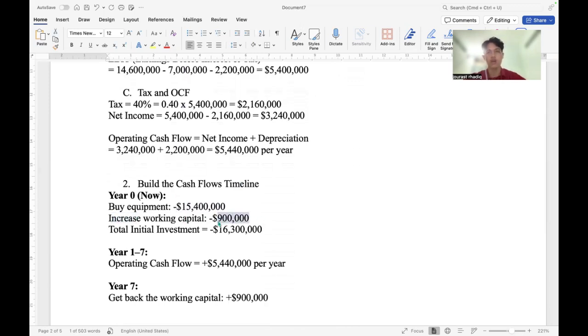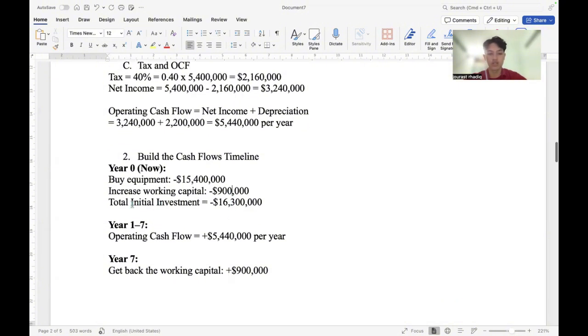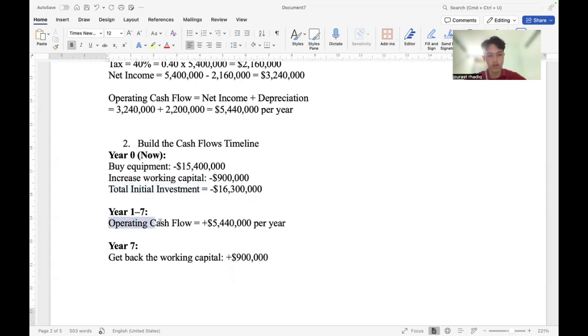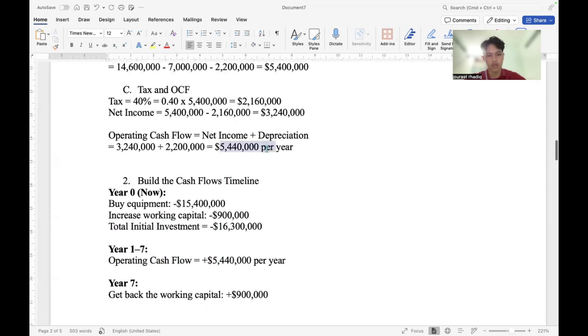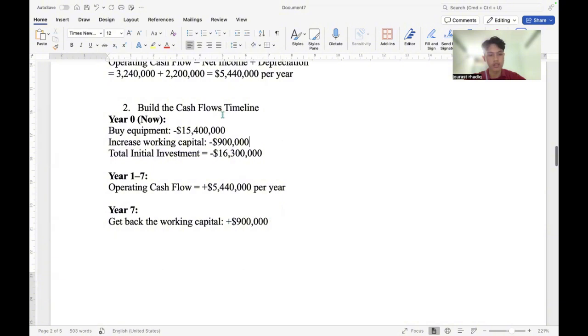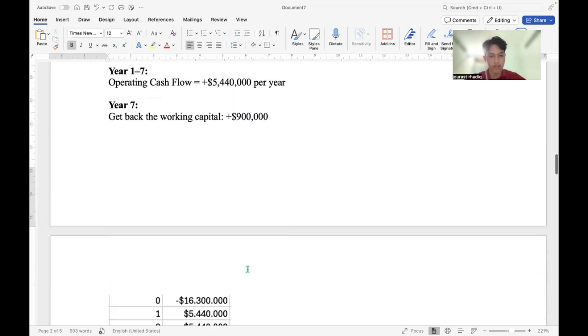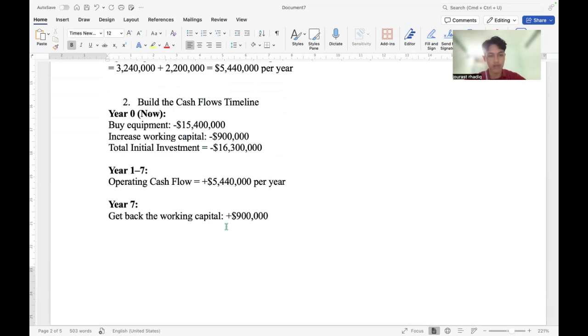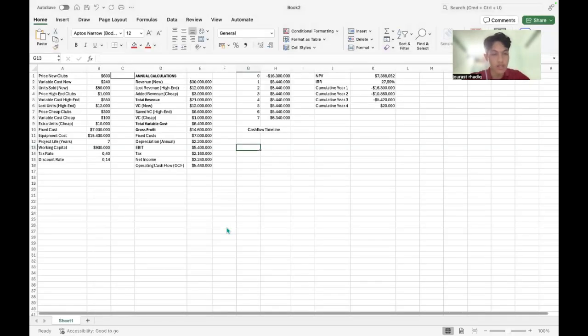This one, we have to give back in the last year, so in the 7th year. So this is the total initial investment, 16.3 mil. And this is the operating cash flow, 5.5 million 440 per year. And in the last year, in the 7th year, we add back the 900,000. So I already made this cash flow timeline on the Excel.